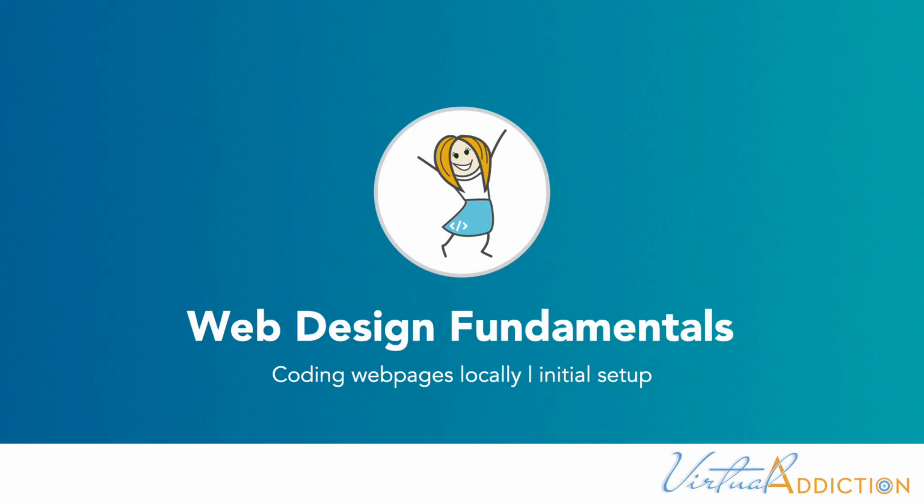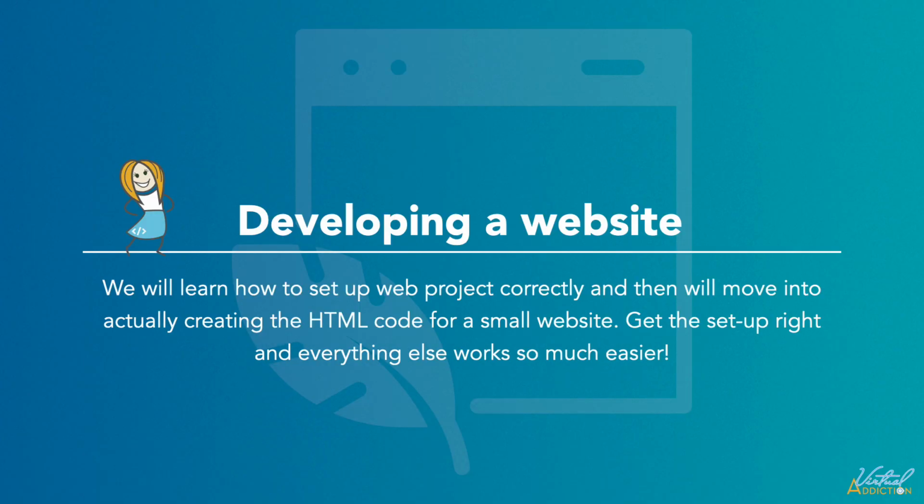Now we'll begin to code our web pages locally. I'm going to start off by showing you the initial setup. We'll be working through this in the next few lessons, but we're going to learn how to build web pages using clean, meaningful HTML structure. We'll start off by setting up the web project correctly, and then we'll move into actually creating the HTML code for a small website. Let's start by setting up our files and folders.